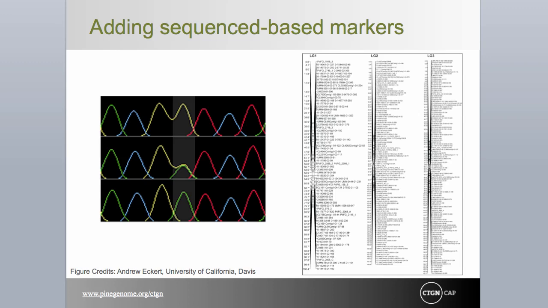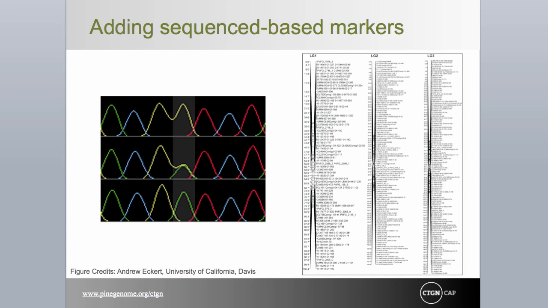The addition of sequence-based markers like SNPs, for which relatively fast and inexpensive genotyping platforms exist, makes high-density maps much easier to obtain. Base calls, such as shown in the trace files at the left in this slide, show each base in a different color. Three traces of the same area are shown for three different individuals. The top and bottom traces are homozygous for each base position, while the center trace shows a heterozygote for a yellow and green base combination.